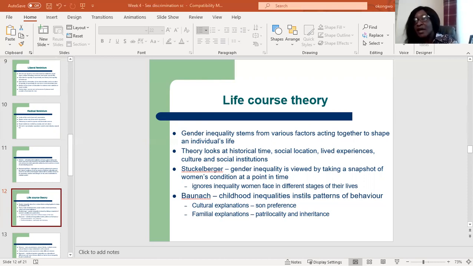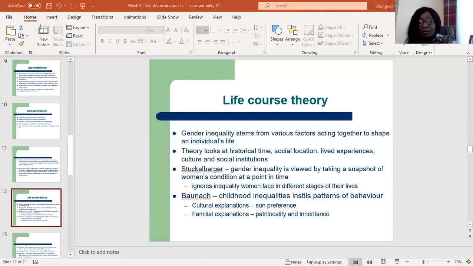All right, so life course theorists look at historical time and social location, so where a person is, their lived experiences, their culture, and their social institutions as determining factors that shape an individual's life. One of the theorists, Stockelberger, said that the reason we have a problem addressing inequality is because we don't address gender issues properly.